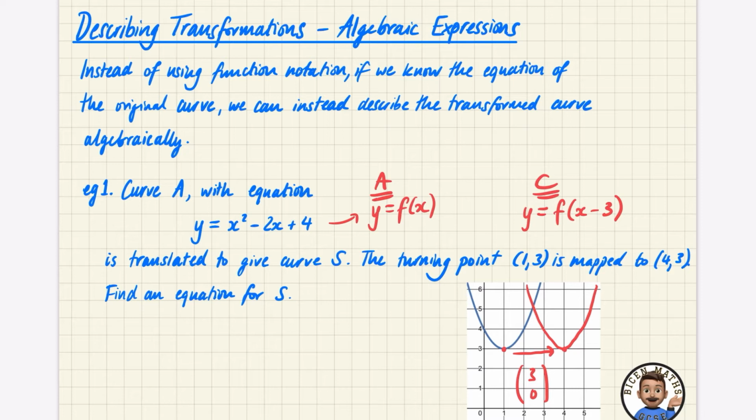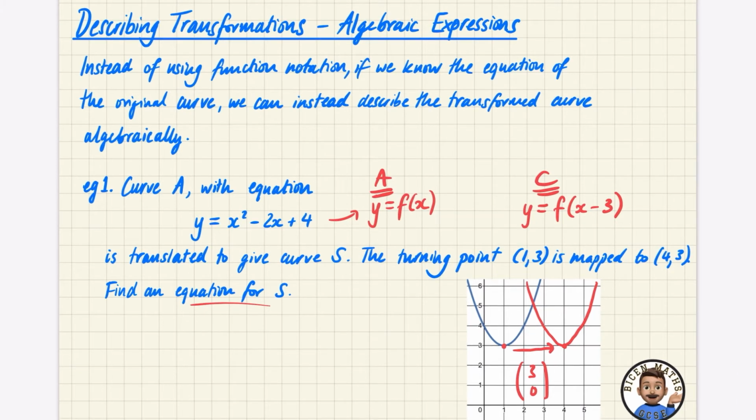Because it wants us to find an equation for S, that means we need to come up with what f of x minus 3 is. Well, the original curve is y equals x squared minus 2x plus 4. That is what f of x is. We're going to be changing the input now from x to x minus 3.